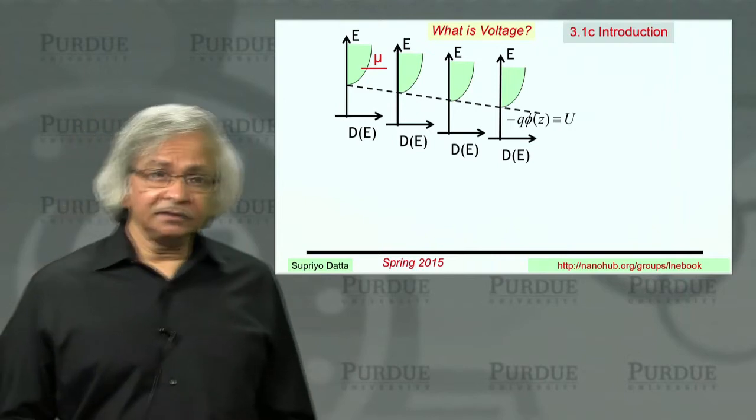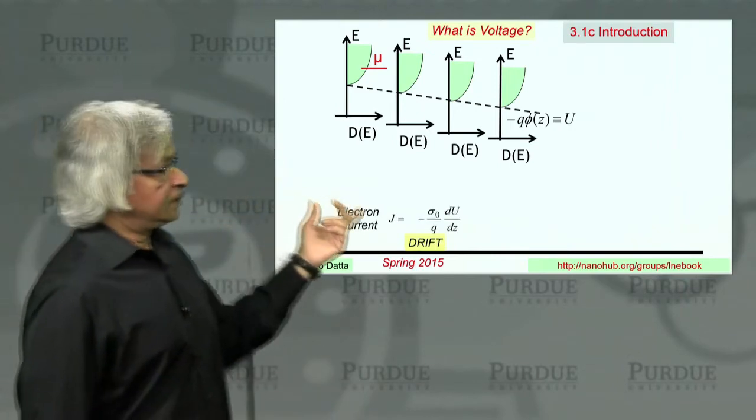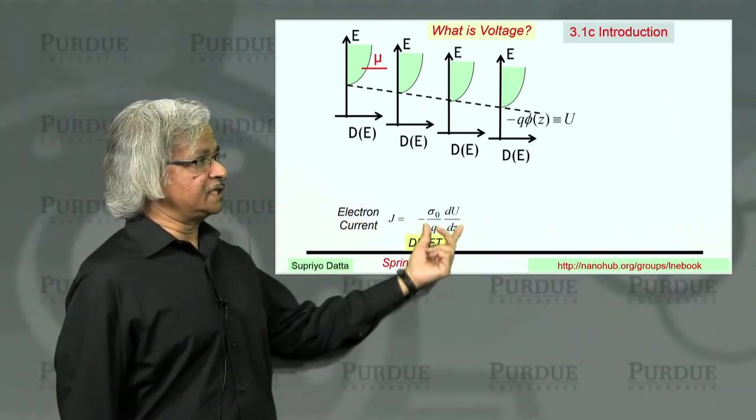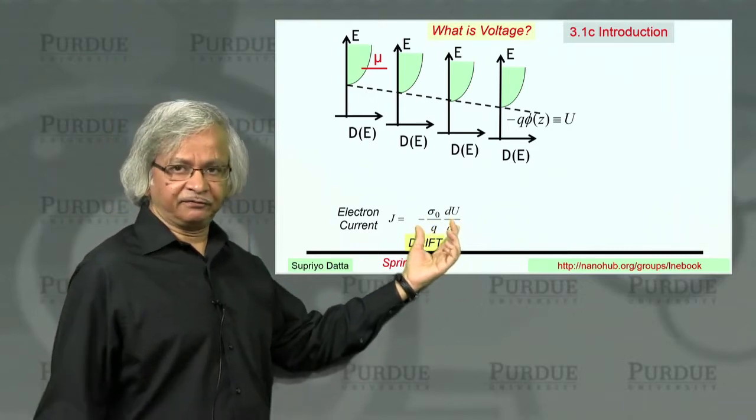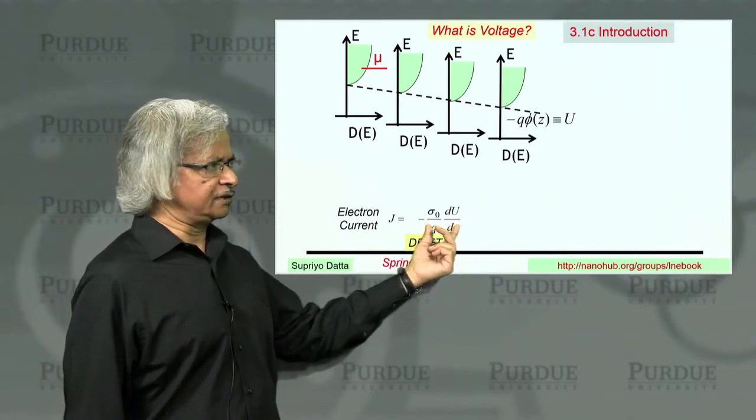So is there a current? Well, if you write the electron current as being proportional to this electric field, then you'd say yes, there is a current.